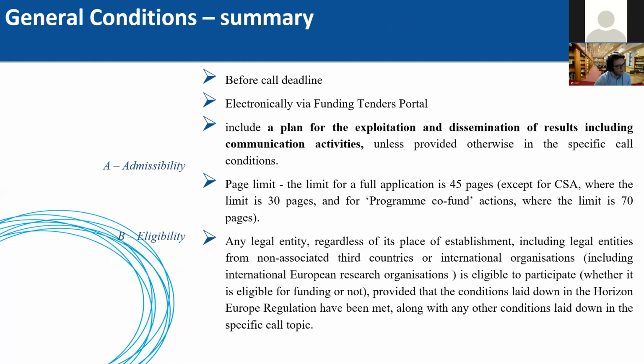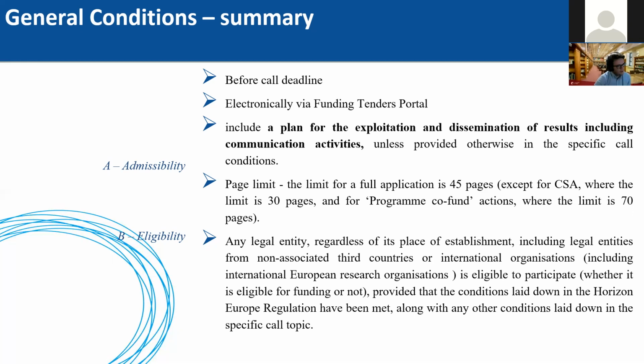So that brings us to a conclusion on the main areas of the work program, and the remaining slides cover the general conditions, and I summarize them in these next slides. Basically, Section A is about admissibility. So of course, you have to apply before the call deadline. You have to do it electronically on the funding and tenders portal. And a very important aspect is to include a plan for the exploitation and dissemination of results, including communication activities, unless, of course, otherwise provided in the specific call conditions.